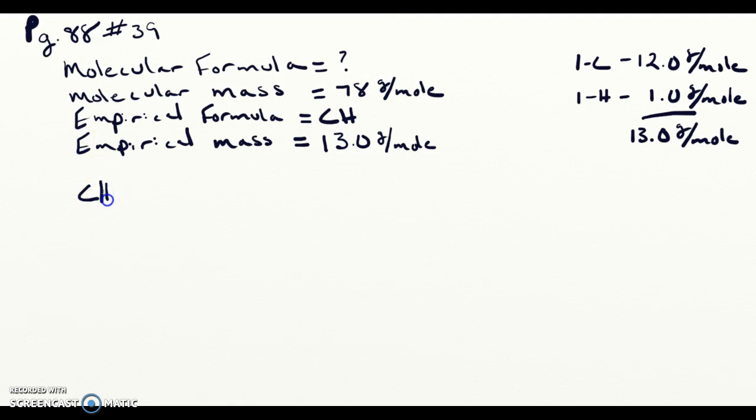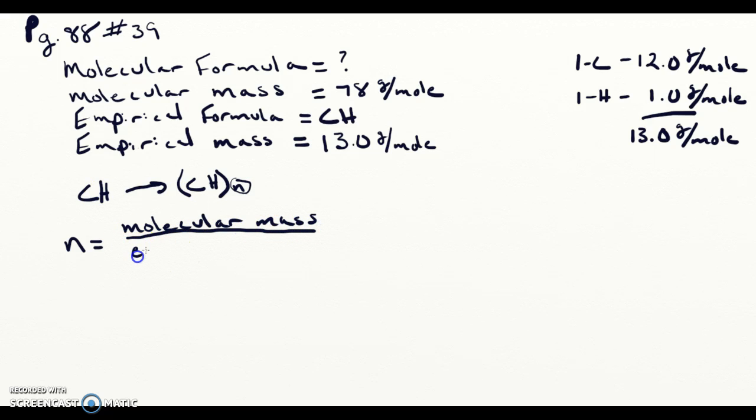If you had CH as your empirical formula, remember it's the simplest form, the molecular formula is going to be the same as the empirical formula, and each one is going to have a subscript of some number. So it's going to be C n H n in this case, because the empirical is CH. Our job is to find out what n is. And how do you find n? Here it is. n is going to be the molecular mass divided by the empirical mass.